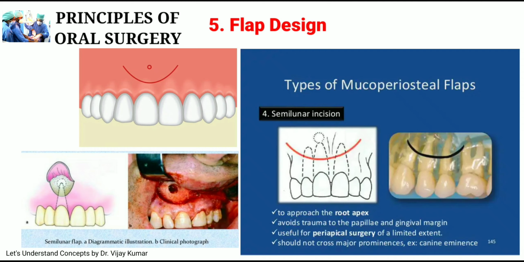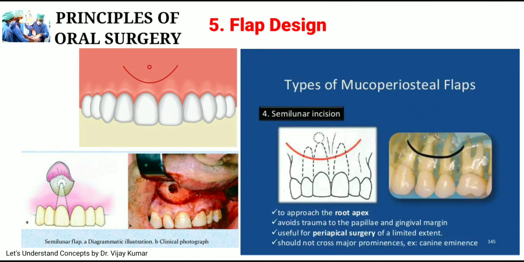Now coming to the fourth type of flap, which is our semilunar flap, right? When you do this flap, you approach the root apex. So we use this for periapical surgeries, where you have to expose the periapical area, like in apicectomy. Then you go for the semilunar flap, right? Again, the base of the flap should be broader than the apex of the flap, and your incision line should not lie on the bony defect, and your incision is always at least 5 mm away from the free gingival margin.